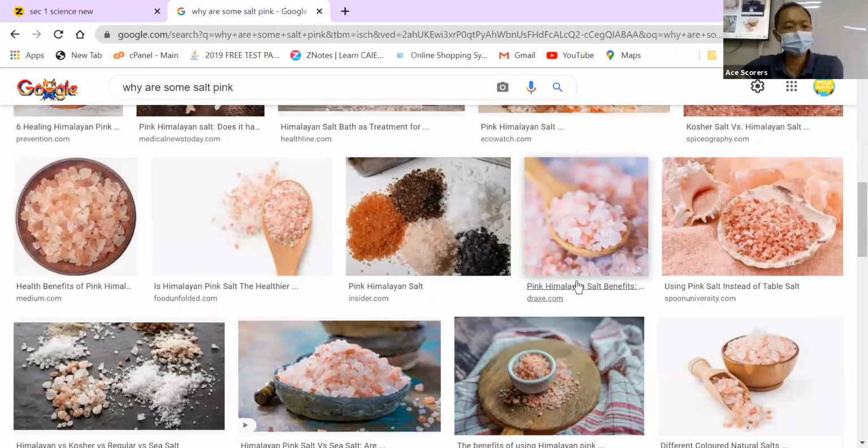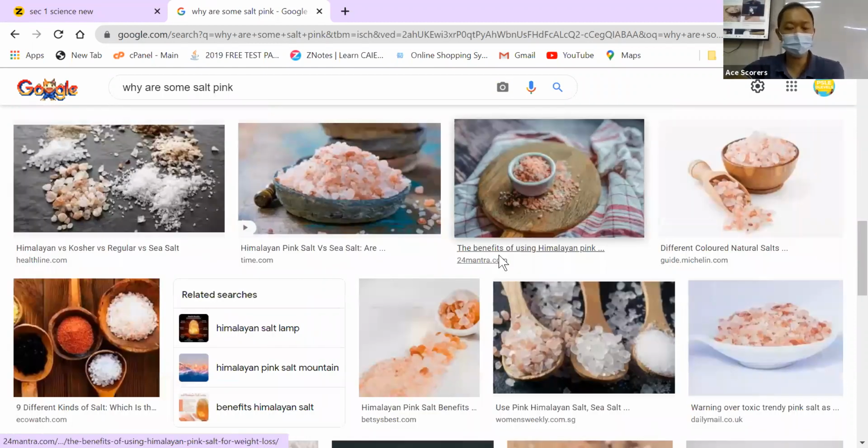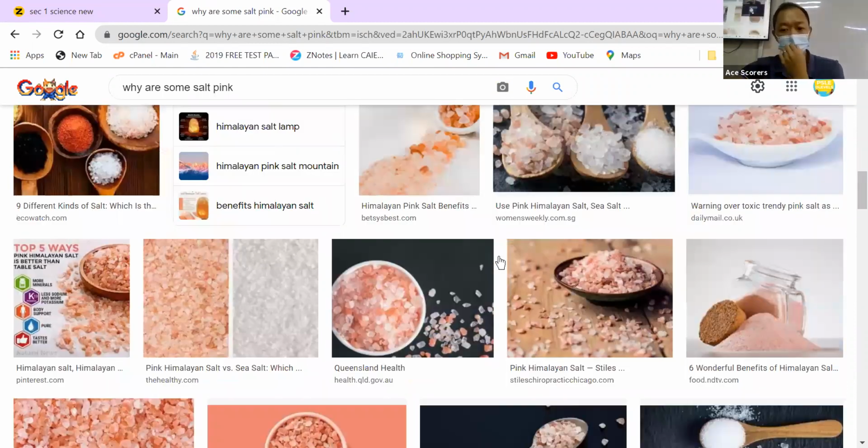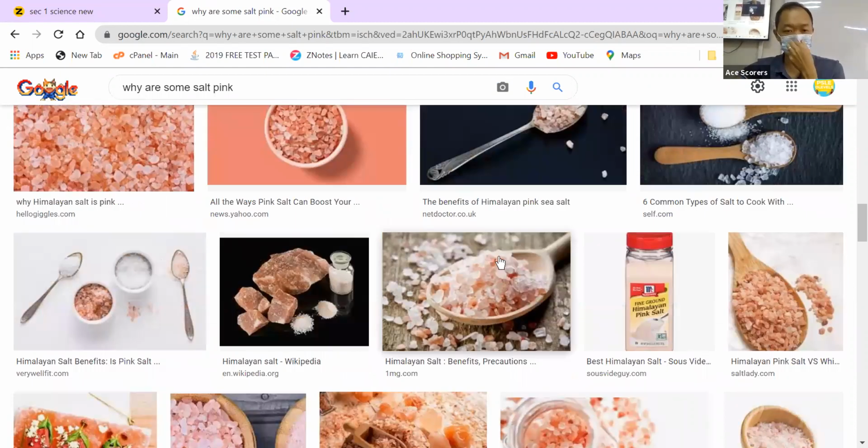Pink Himalayan salt. Okay, I'm not too sure about this. Why is it some pink? They're just probably coming from different places. Okay, different locations of it.